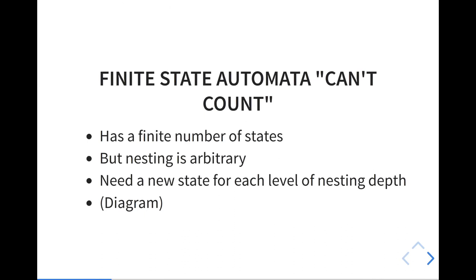Okay, so the kind of good way to say this is finite state automata can't count. I don't exactly know what that means, because they can count. I mean, you can count up to a finite number with state machines. But they can't keep track of how many things you've seen and then use that later in the machine.